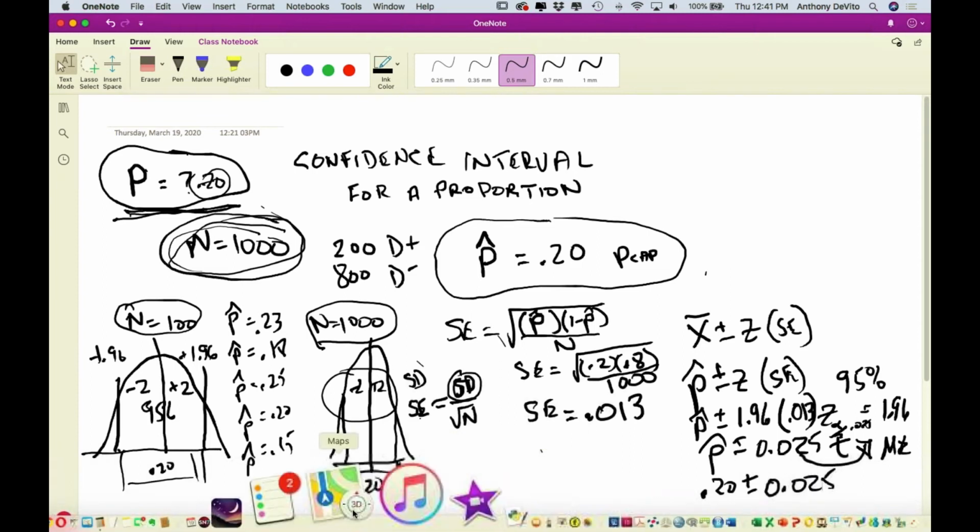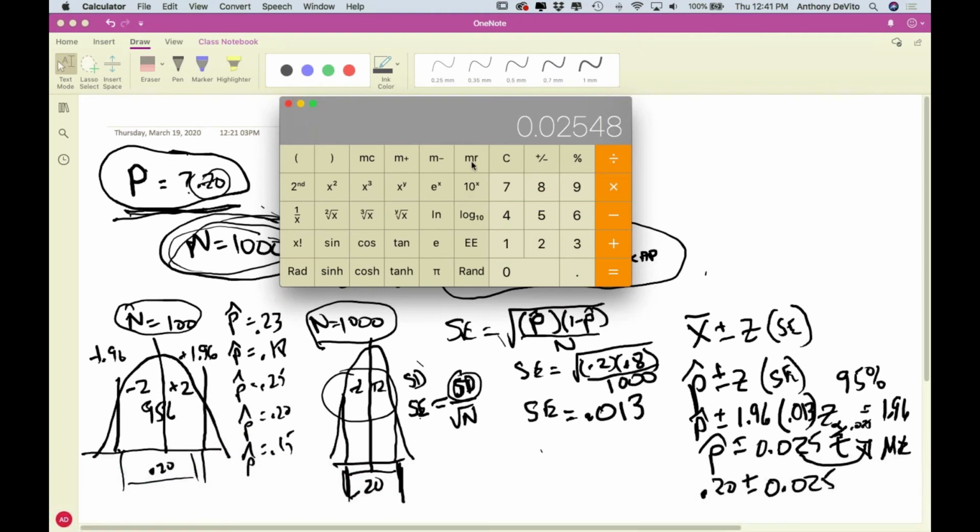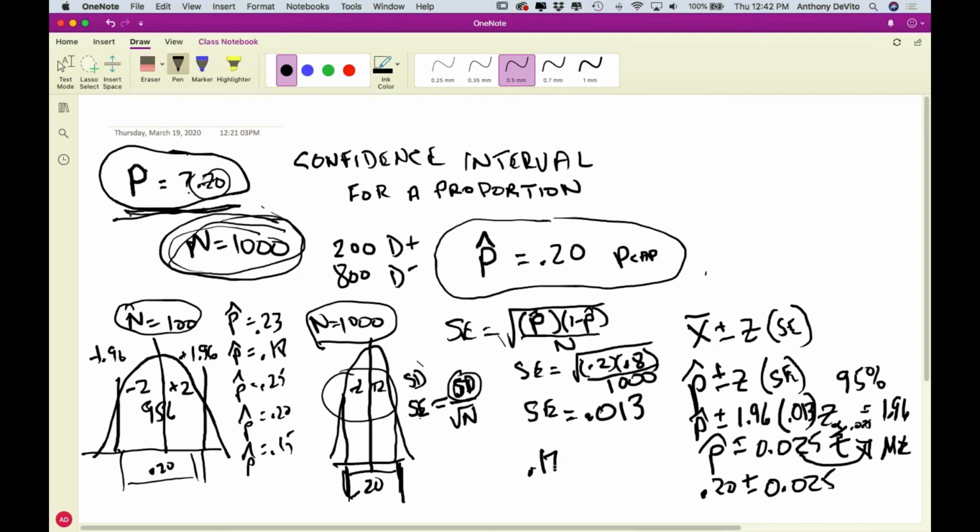So I'm going to bring back my calculator. First thing I'm going to do, make sure my memory is cleared out. And then I'm going to add this quantity to memory. And then I'm going to clear that calculation. So I'm going to take my 0.20, subtract, and recall memory in order to do that, our 0.025. And it comes out to be 0.175. And I'll write this down: 0.175. I'll put a comma here, and parentheses up front.